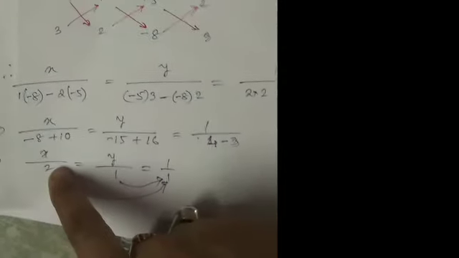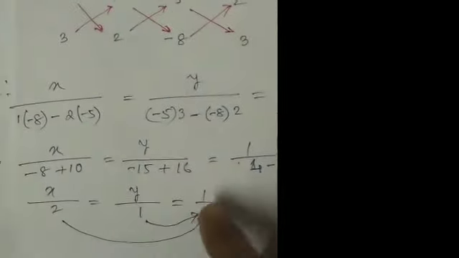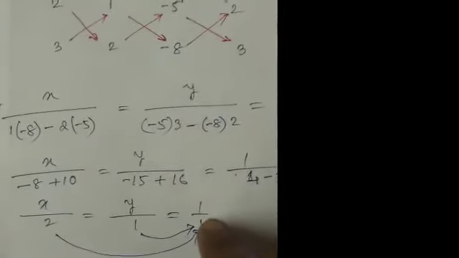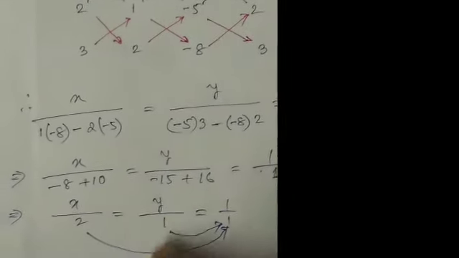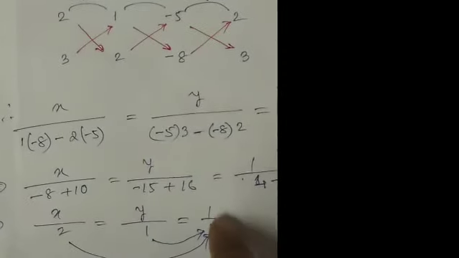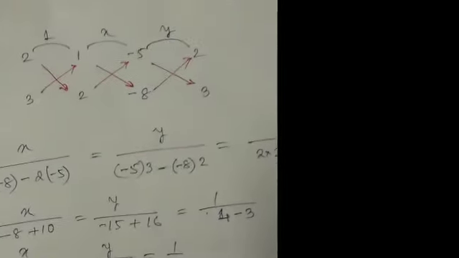Thus we get x by 2, y by 1, 1 by 1. Now for getting the x value and y value, x by 2 is equal to 1 by 1, therefore x equal to 2, and y by 1 is equal to 1 by 1, that means y is equal to 1. Okay, it is done. So this is the method. Hope you have understood.